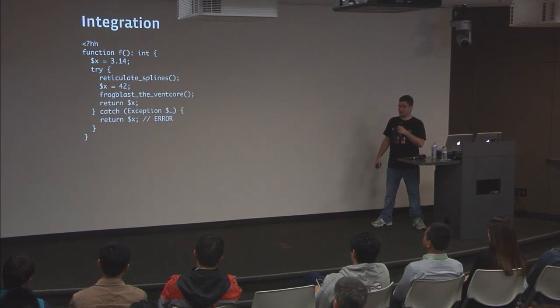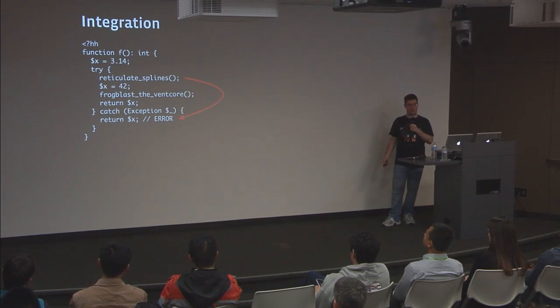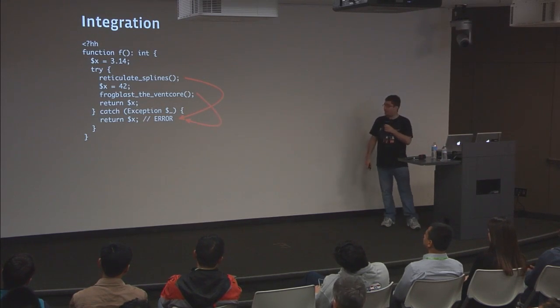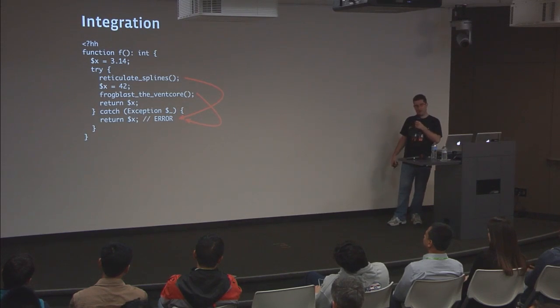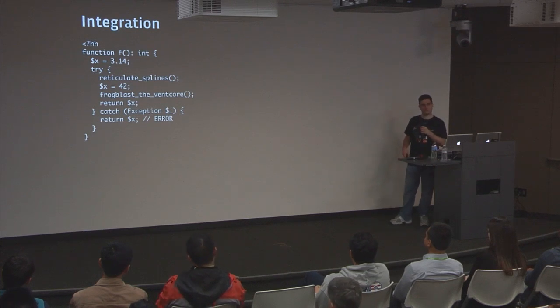Well, what is the type of x inside this catch block? It depends on how I got there. Maybe I threw an exception when I was reticulating splines, in which case I'm going to jump straight from there to there. Maybe I got an exception when I was frog blasting the event core, in which case I'm going to jump straight from there to there. And the type of x might vary, depending on where I was at the time. So how do we type check this? What do we track in order to make sure that my previous example works and this one doesn't?